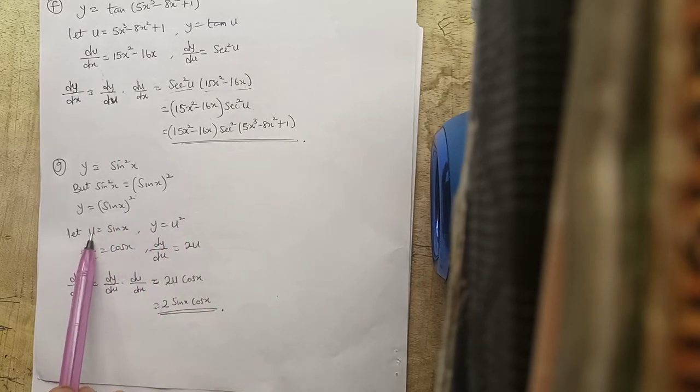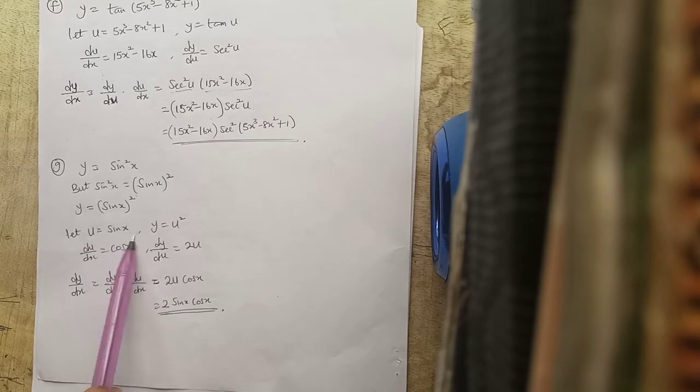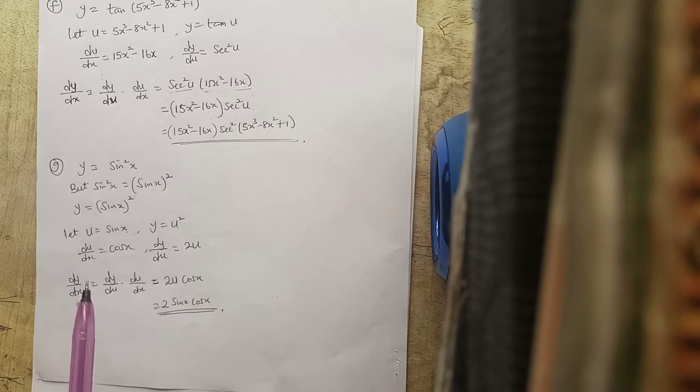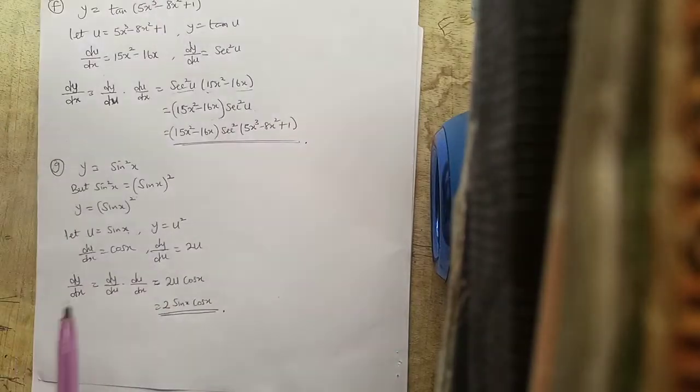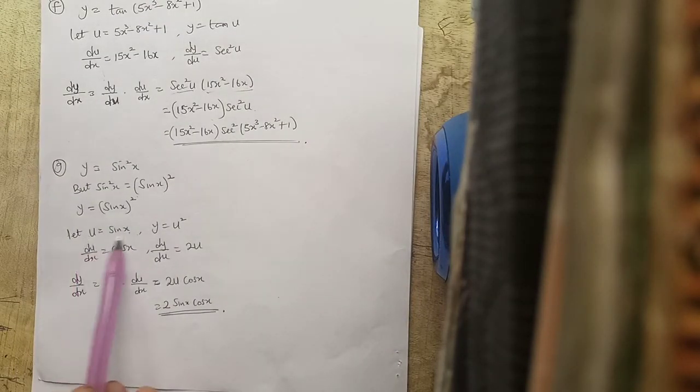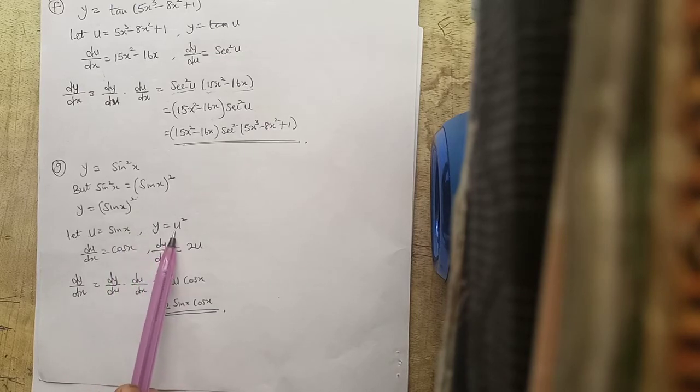So now differentiate u with respect to x. This is not a polynomial function but a what? Trigonometric function. From the trigonometric function, just look at your table. The table told you that when you differentiate sine x with respect to x, you are going to have cos x. So the next thing is y equals u squared.